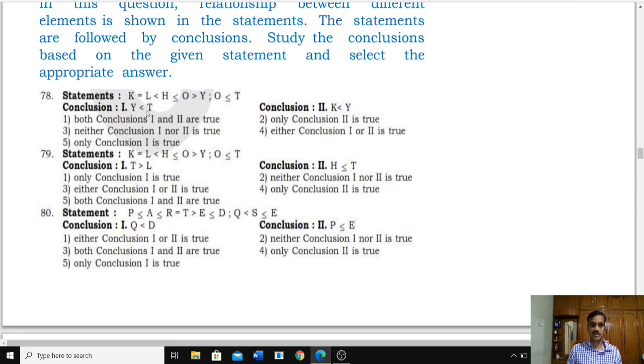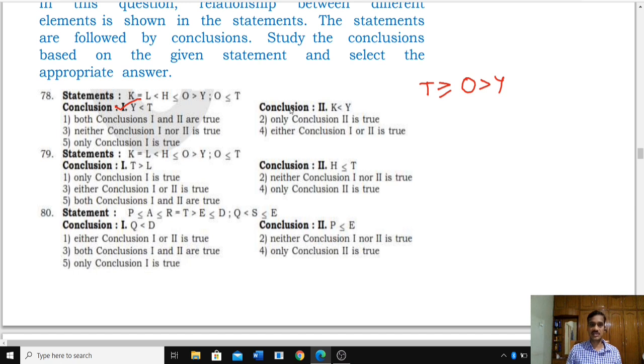First, the relation between Y and T. T is here. Y lesser than T is also true. Hence, first conclusion definitely true.